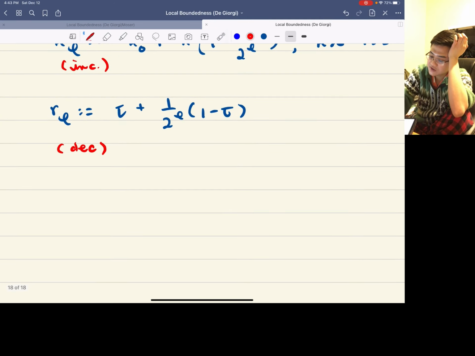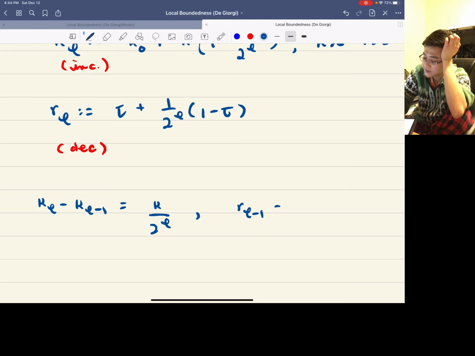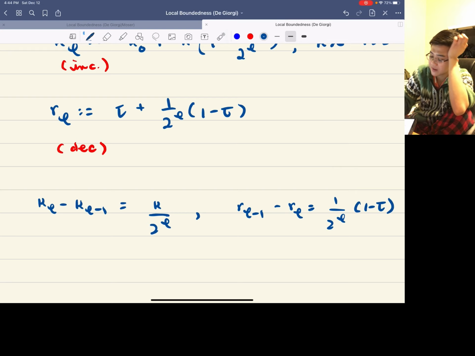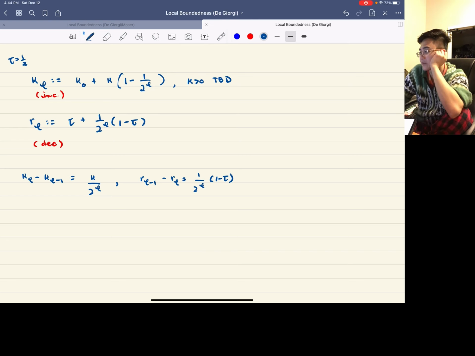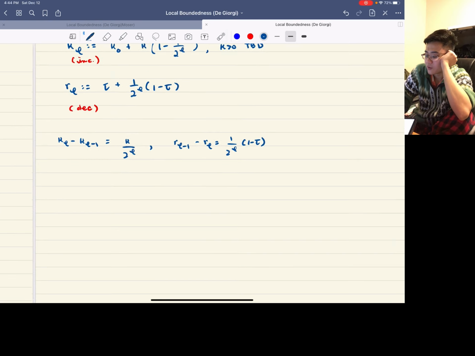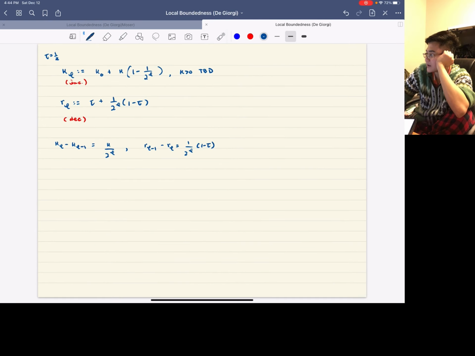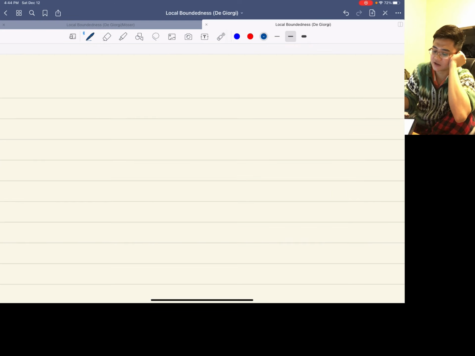And this is just algebra, but K sub L minus K sub L minus 1, this is what? K over 2 to the L. And R sub L minus 1 minus R sub L, this is 1 over 2 to the L, 1 minus tau. So just some algebra. Okay. And now we apply it to our estimate. Do I want to do it here? Let's do it next page.